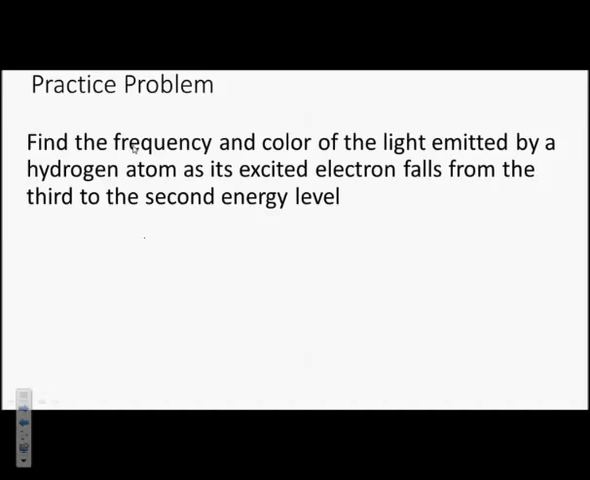Okay guys, we're going to look at the practice problems at the end of the notes. You should have grabbed a new sheet and either got rid of the old sheet if you're ninth or just stapled it to the notes if you're in sixth. So here's our first practice problem. Find the frequency and color of the light emitted by a hydrogen atom as the excited electron falls from the third to the second energy level. So the first thing we're going to have to do is look at our reference table at page 3.